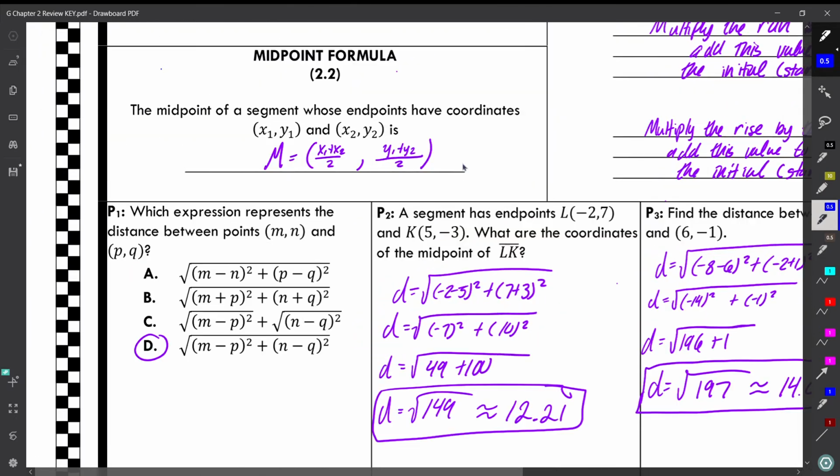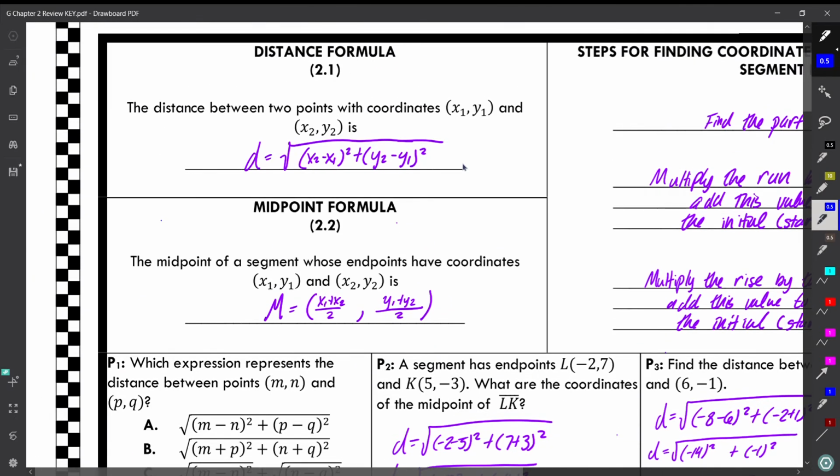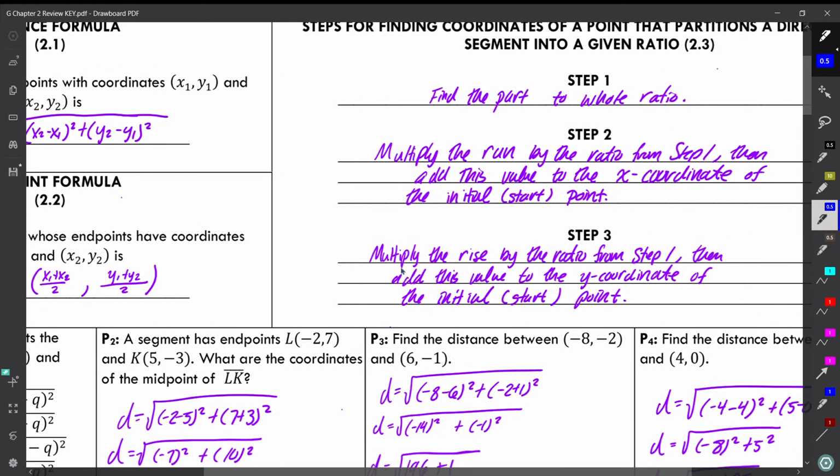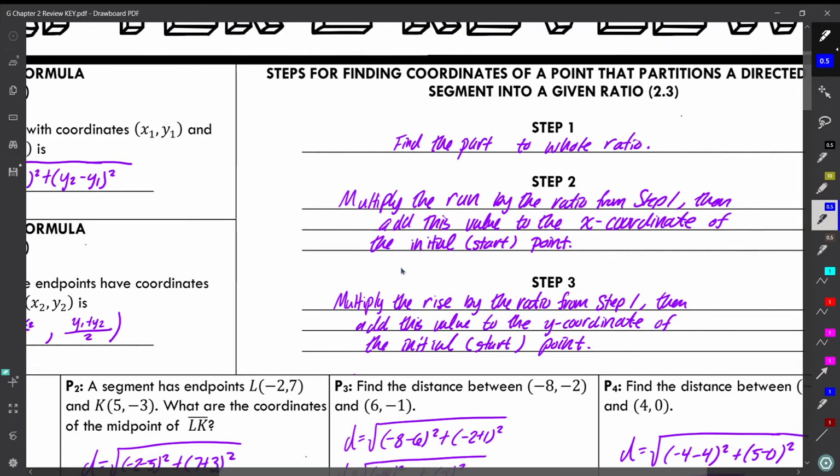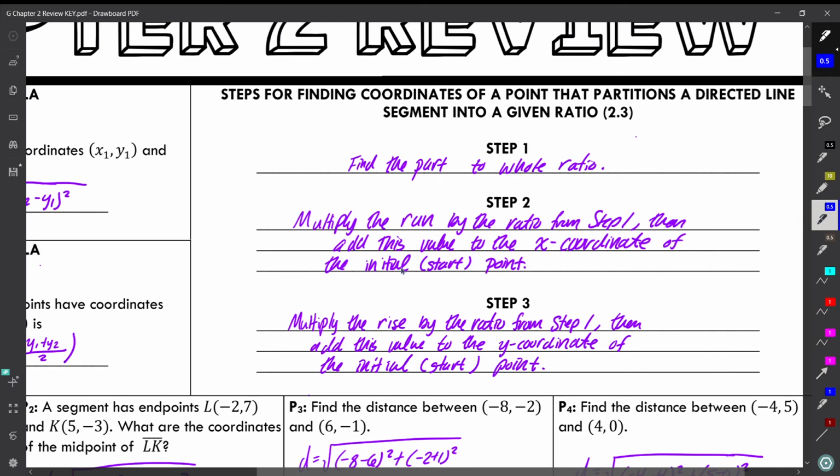Okay, all this stuff up here first, I have the distance formula and the midpoint formula, distance from 2.1, midpoint from 2.2, and then those steps for finding a point that partitions a directed line segment into a given ratio. That's the stuff from point 2.3.